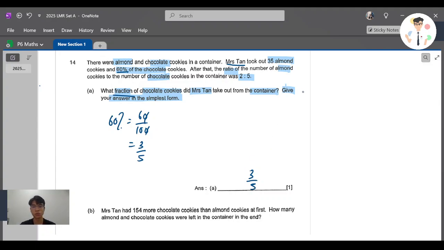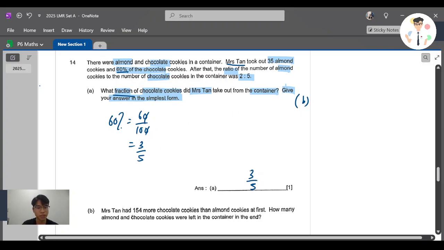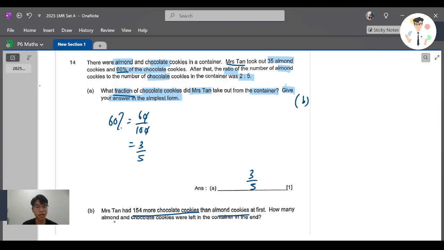Next part. Let's do B part. B here, okay? Mrs. Tan had 154 more chocolate cookies than almond cookies at first. How many almond and chocolate cookies were left in the container in the end? Let's try something simple first and put everything in a big picture.